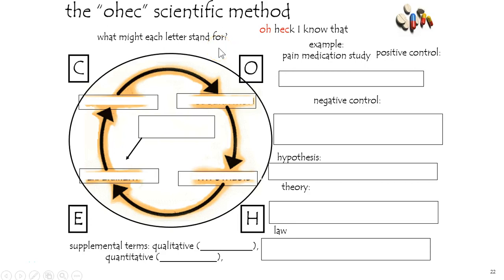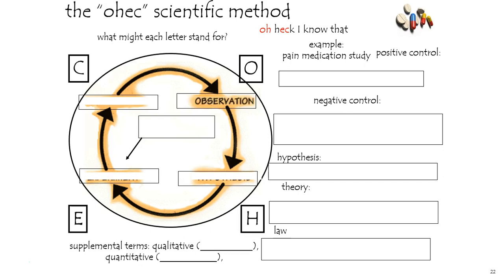Let's review a very simple form of the scientific method. We're going to use the mnemonic OHEC, and we'll say to ourselves, "Oh heck, I know that," without the K. Guess what each letter stands for? We begin with O for an observation.